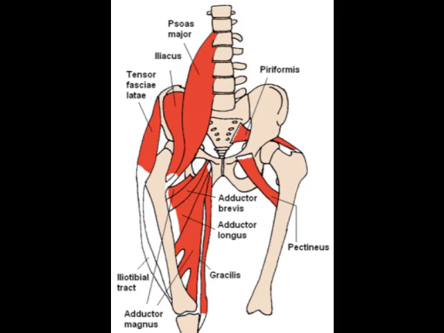And one thing that could possibly happen is that the adductor muscles could cause scar tissue or entrap part of your dorsal branch of your pudendal nerve there.